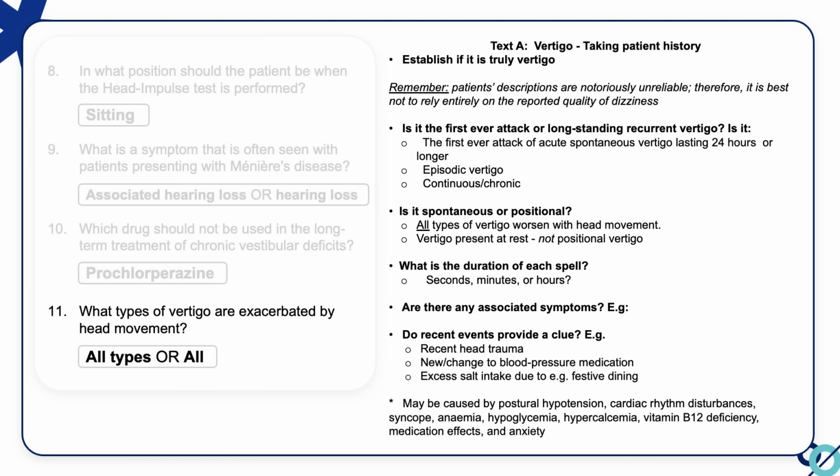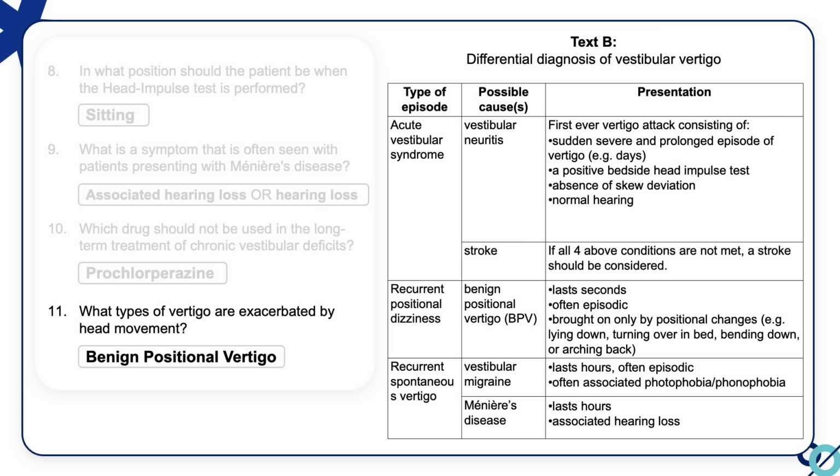Look at question 11. The text says all types of vertigo. So if that's what you wrote, that's correct. If you just wrote all, that is also correct. But if you wrote most types, that is wrong. Remember, precision matters. Many candidates get this question wrong by answering benign positional vertigo or BPV. This happens because they scan for the word movement or position, which would lead them to text B. In text B, it explicitly says BPV is brought on only by positional changes. So why is that wrong?